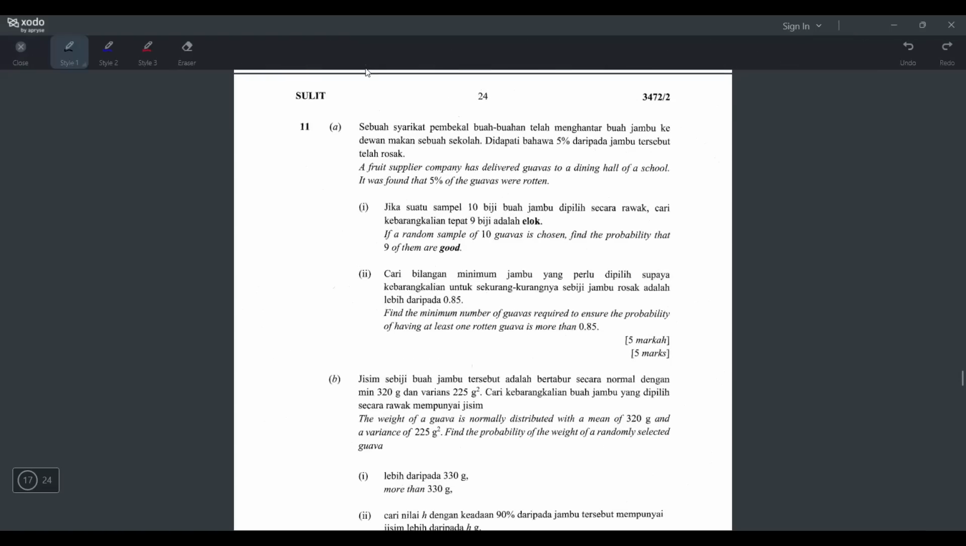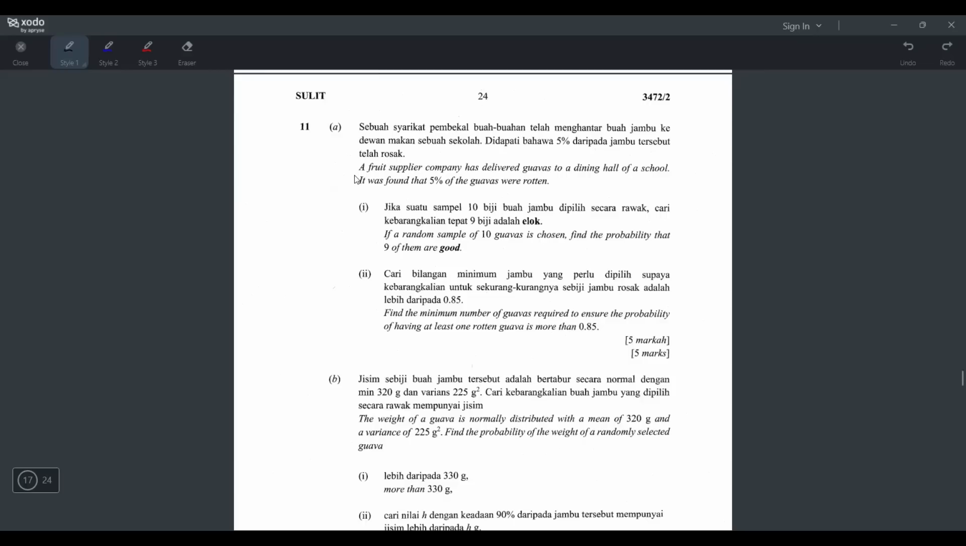Okay, let's do question number 11. I think this is a probability distribution question. Probability distribution question in Bahasa Melayu we call it taburan kebarangkalian. And under this there are two types of questions that can be asked. First, they can ask binomial distribution or they can ask normal distribution. So for normal distribution you have to look at the table. Right? Okay, never mind, let's read the question first.